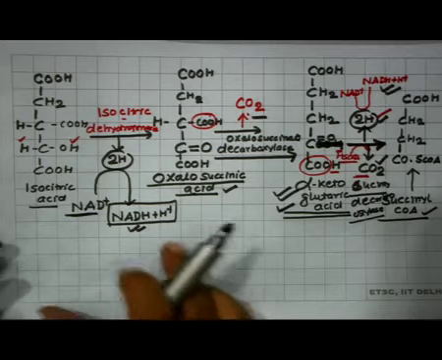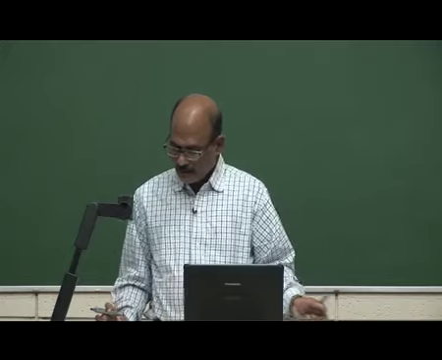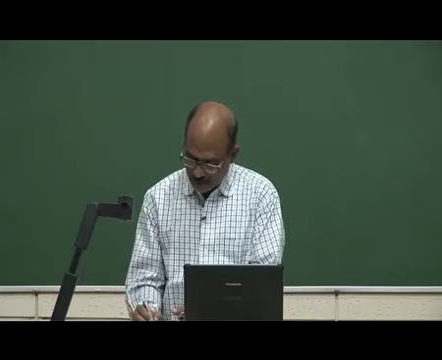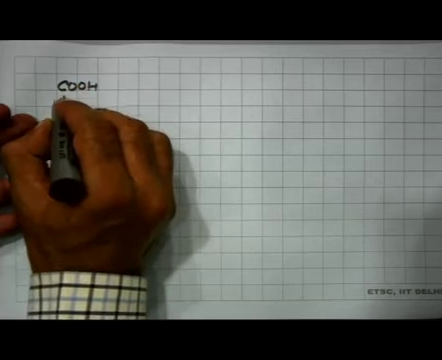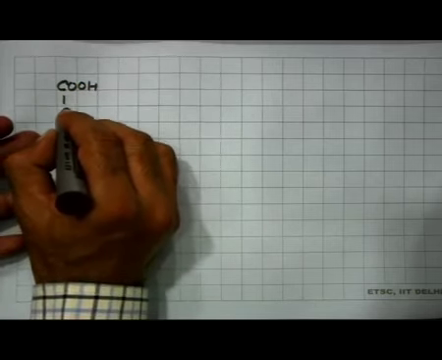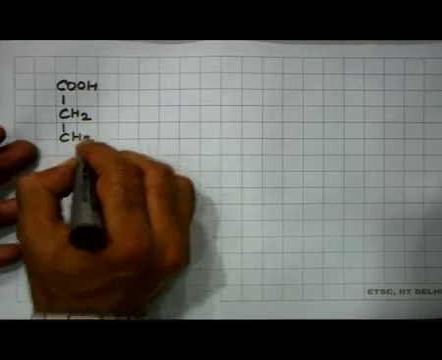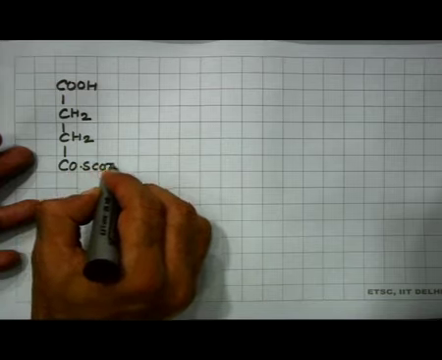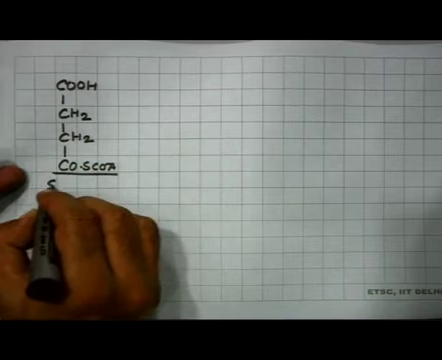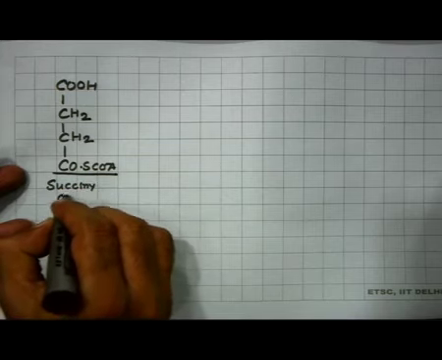Now, the succinyl coenzyme undergoes substrate level ATP synthesis, that is COOH, CH2, CH2, COSCoA. This is succinyl coenzyme.